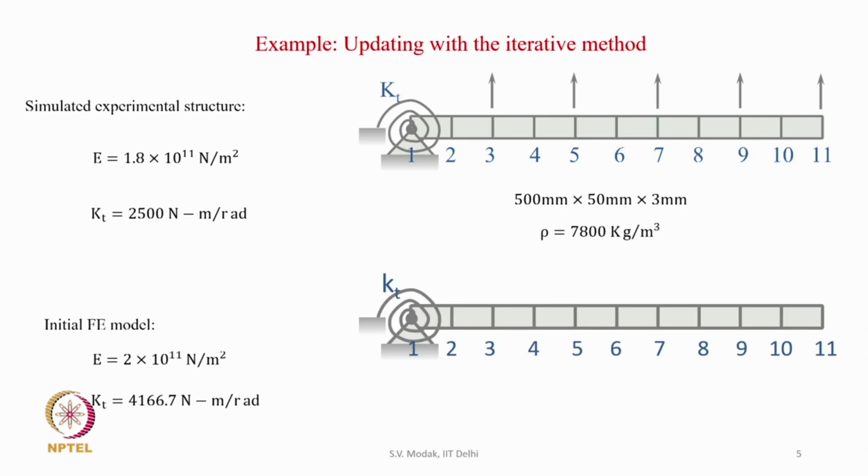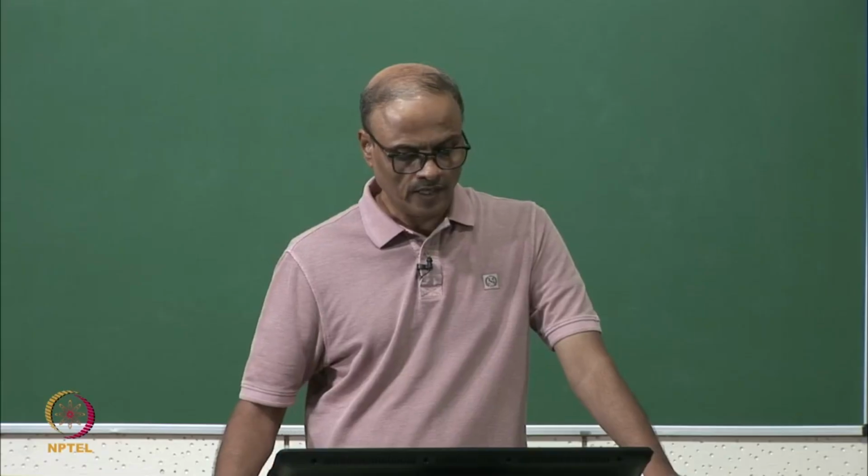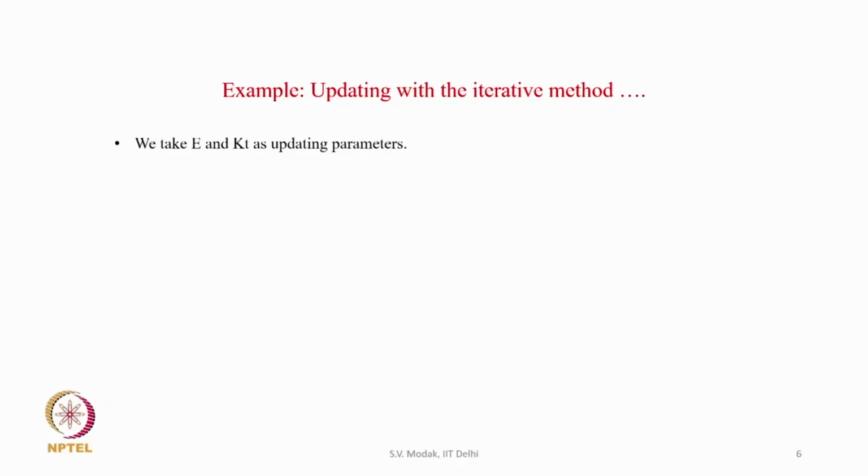Therefore, the initial FE model contains inaccuracies associated with the material property and the boundary condition. Now, we perform updating with the iterative method using model data. We take E and Kt as updating parameters, and then we are going to use the 4 measured eigenvalues for updating.